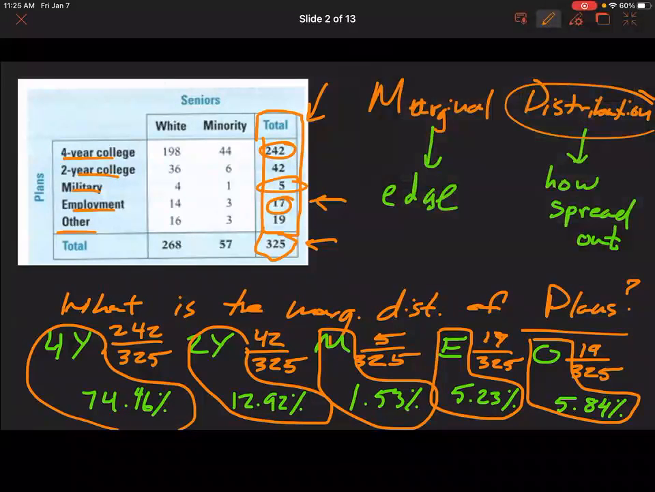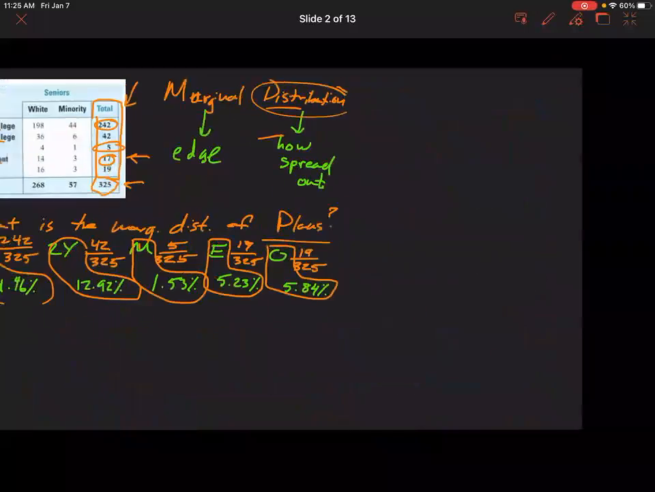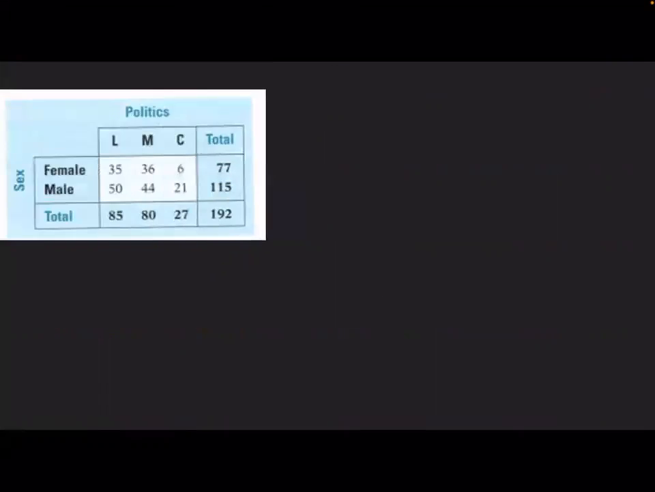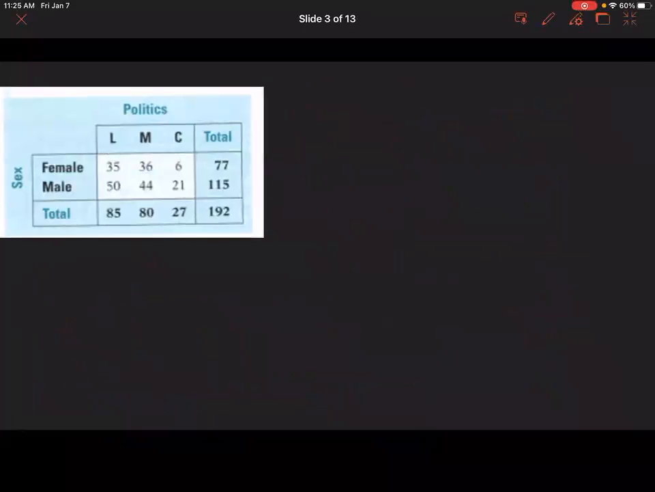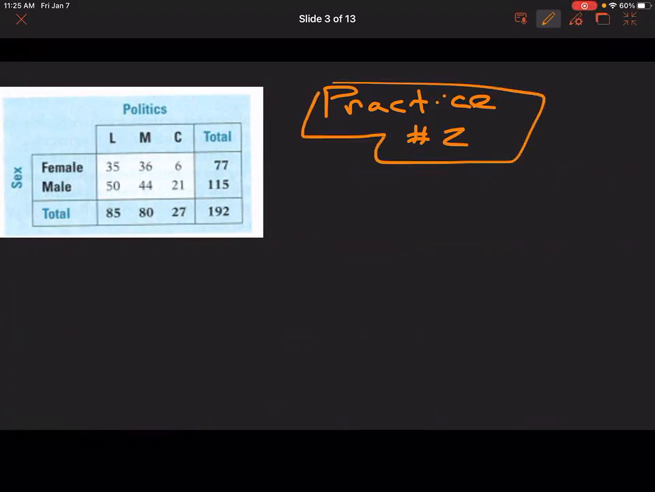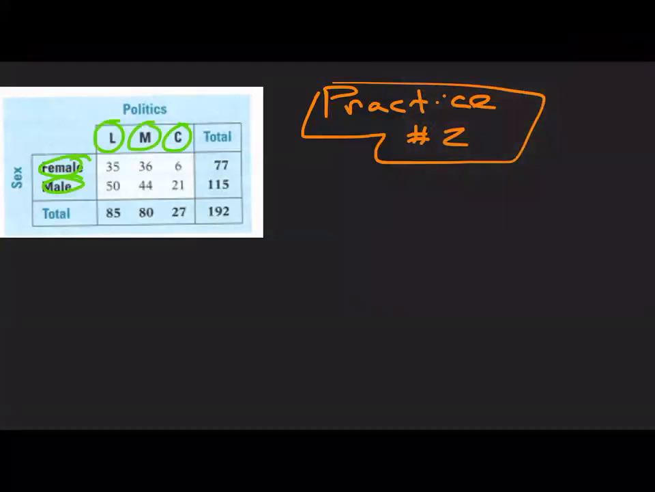So let's go ahead and try a practice. We may not be ready for practice on this concept yet, but let's try it out. And so this table, if you remember, it's talking about whether the respondent to the survey was male or female, and whether they're liberal, moderate, or conservative in their politics.